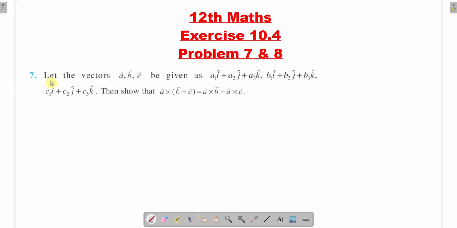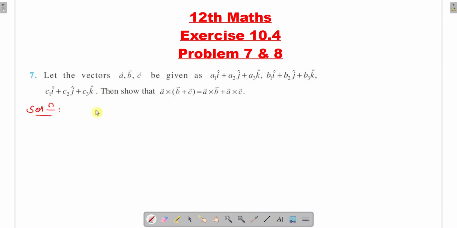Okay, so the seventh problem is: let the vectors a bar, b bar, c bar be given as a1 i cap plus a2 j cap plus a3 k cap, b1 i cap plus b2 j cap plus b3 k cap, c1 i cap plus c2 j cap plus c3 k cap. Then show that a bar cross (b bar plus c bar) is equal to a bar cross b bar plus a bar cross c bar. Okay, so let us write what is given first.